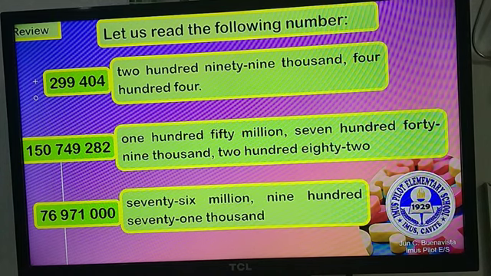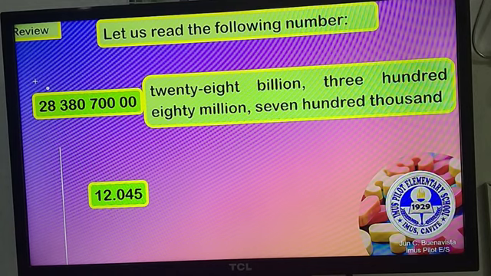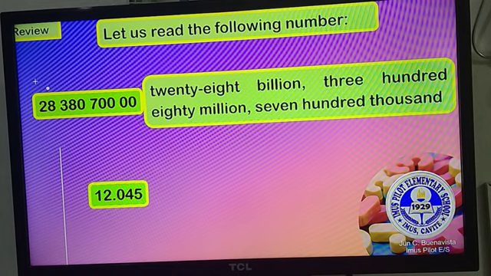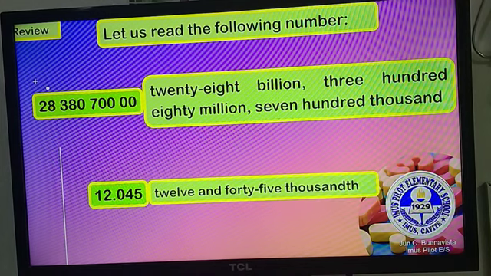Next number, we have 76,971,000. Okay, next, we have 28,380,700,000. Again, 28,380,700,000. Then the last one, that is a decimal number, 12 and 45,000.